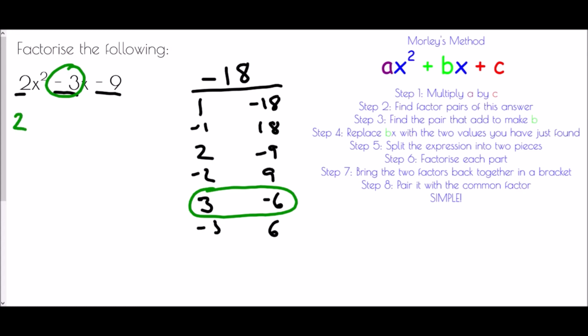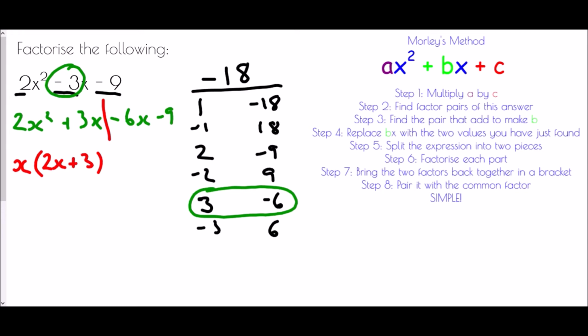And so we're going to replace bx. We're going to replace it with plus 3x and take away 6x. And then, as we've done in every question so far, split down the middle and then factorise. So what is the common factor of 2x squared and 3x? Well, the common factor is x, and that's going to be 2x plus 3.